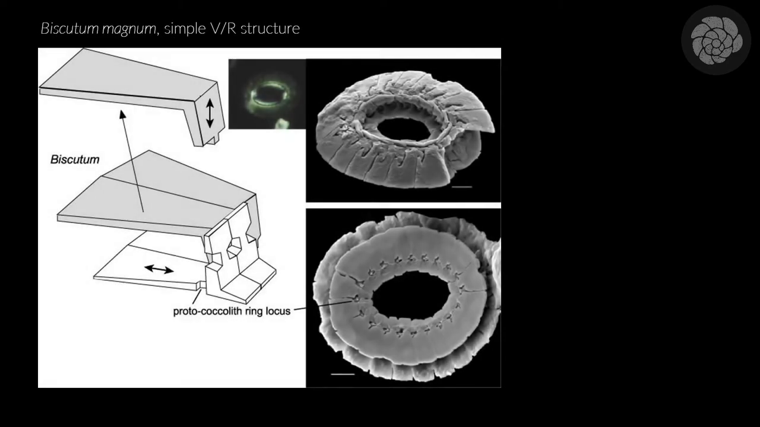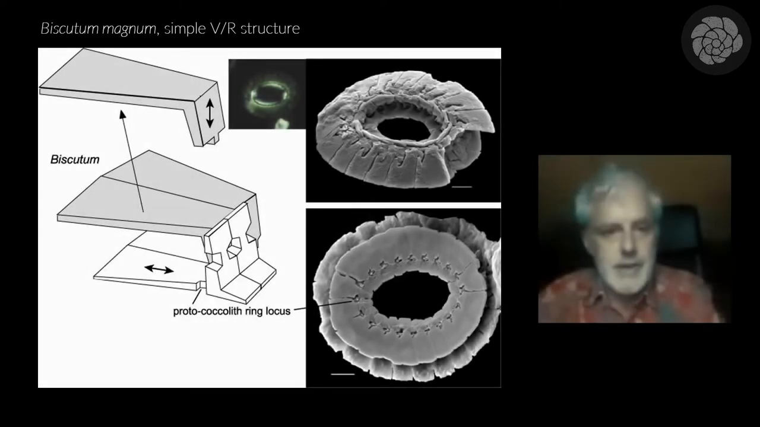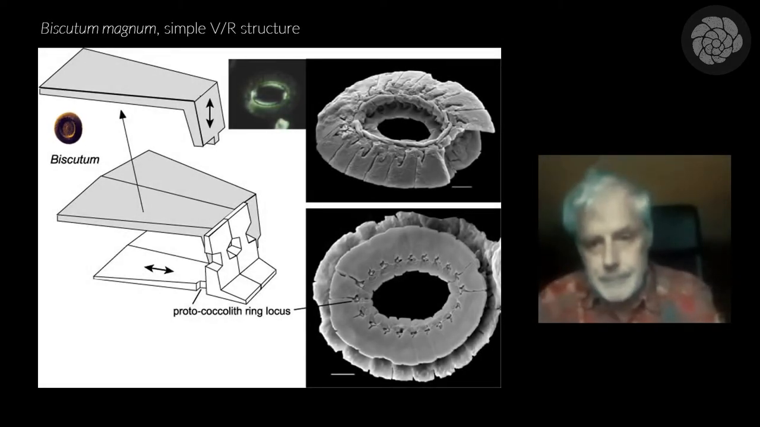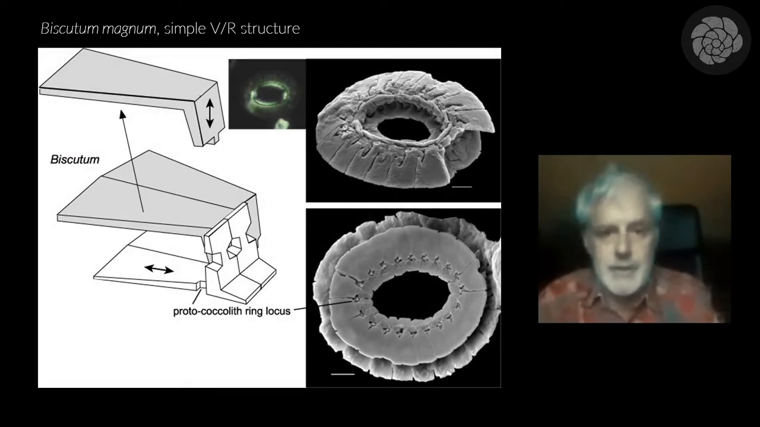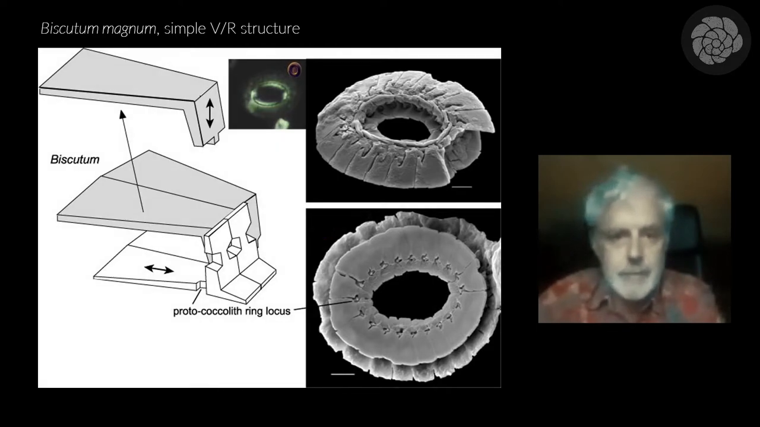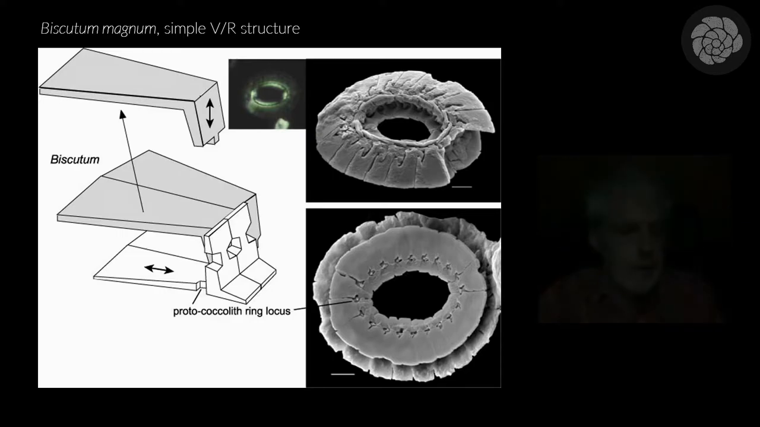Here's another simple example from the Mesozoic, Biscutum magnum, a nice big one, so it's easy to see. Basically, the distal shield is formed of V units, and so is dark, while the proximal shield and most of the central structure is formed of R units, and so forms a bright ring. You see it bright in the center, and if you focus up and down, you'll be able to see that the proximal shield is bright, and the two alternate.